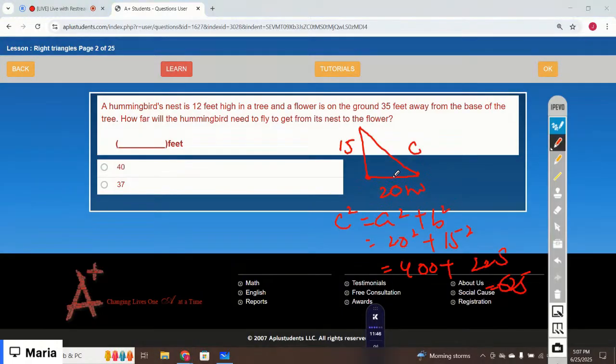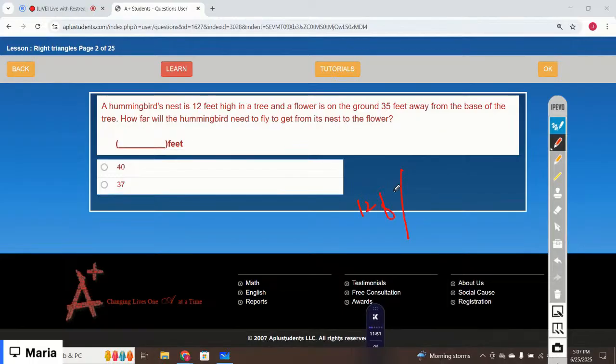The hummingbird's nest is 12 feet high. And so this is the 12 feet high. A flower is on the ground 35 feet away from the base of the tree. Where is the flower, right? How far will the hummingbird need to fly to get from its nest to the flower? So you need to find the C, right? So we know that C square equals A square plus B square.